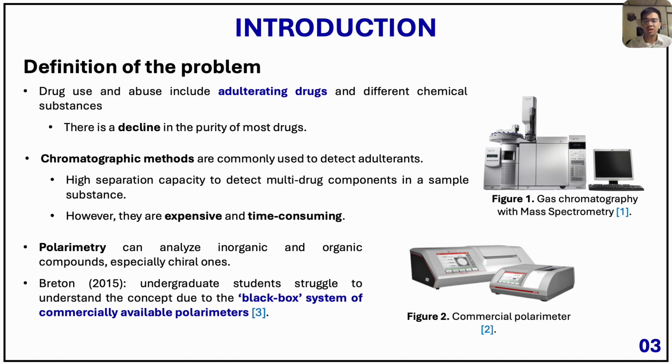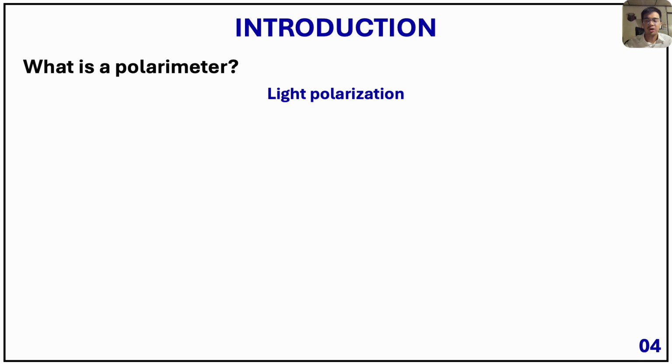Aside from the common chemical analysis techniques available, polarimetry can be used to analyze inorganic and organic compounds. However, Breton 2015 observed that students struggle to understand the concepts due to the black box system of commercial polarimeters. With this, we characterize ascorbic acid to assess its purity using an improvised polarimeter. So what is a polarimeter? With this, we discuss a few concepts.